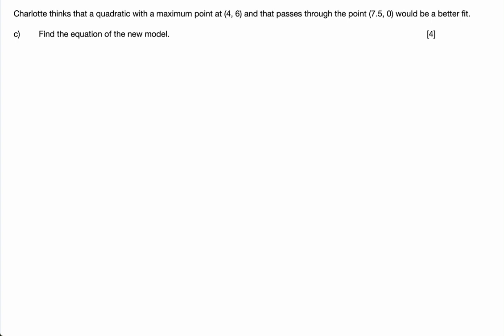Okay, so for part C, Charlotte thinks that a quadratic with a maximum of (4, 6) that passes through the point (7.5, 0) would be a better fit. Find the equation of the new model, right? So let me just draw a quick quadratic. Now we have 2 points, guys. One point here, this is (4, 6), that's the maximum. And some point down here, which was (7.5, 0).